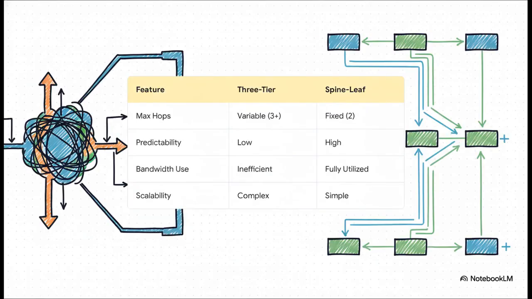This chart just lays it all out, side by side. The old way: variable hops, low predictability, wasted bandwidth, and a nightmare to scale. Spine leaf: a fixed 2-hop path, high predictability. Every bit of bandwidth gets used. And scaling up, it's so much simpler. You just add another spine and plug it in.